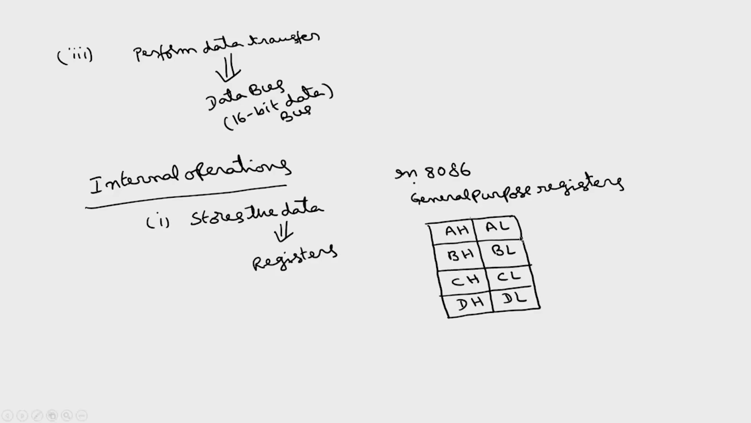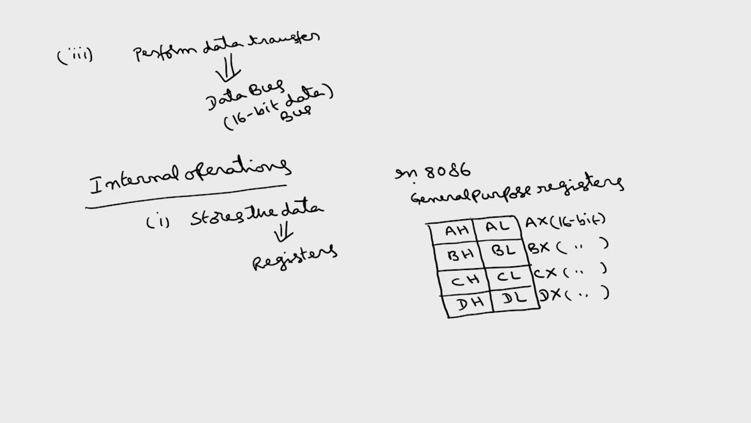This AH, AL combination is called AX, this combination is called BX, this is called CX, this is called DX. We can store either 8 bits of data or 16 bits of data. So, even though 8086 is a 16 bit microprocessor, it can perform 8 bit operations also. In case the data is 8 bit, we can use either AH or AL. This AX is 16 bit. So, all these are 16 bit, X will be all 16 bits.